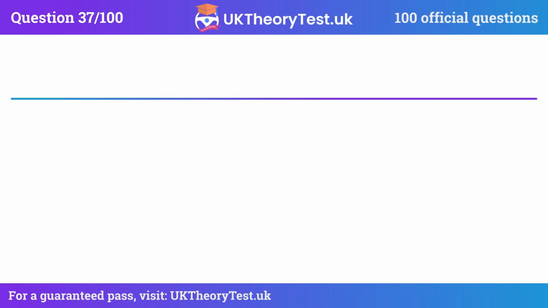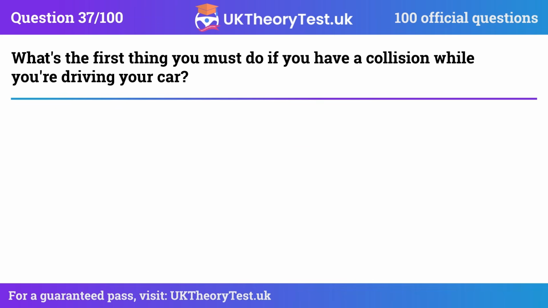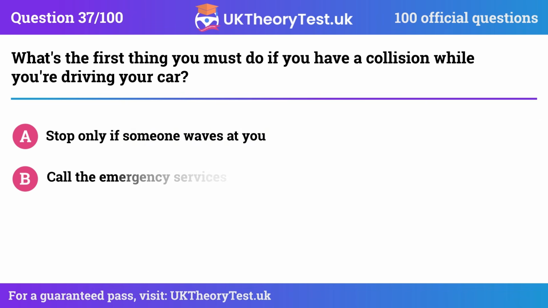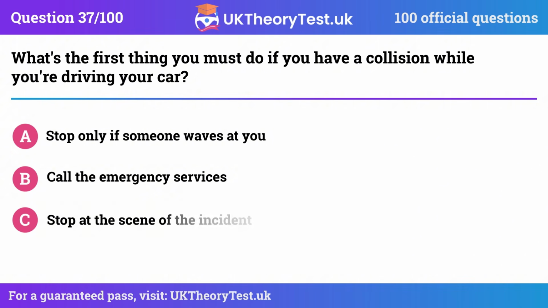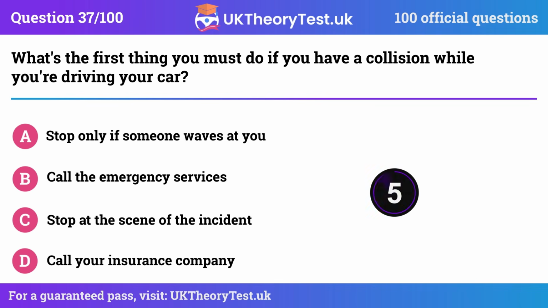Question 37. What's the first thing you must do if you have a collision while you're driving your car? A. Stop only if someone waves at you. B. Call the emergency services. C. Stop at the scene of the incident. D. Call your insurance company.